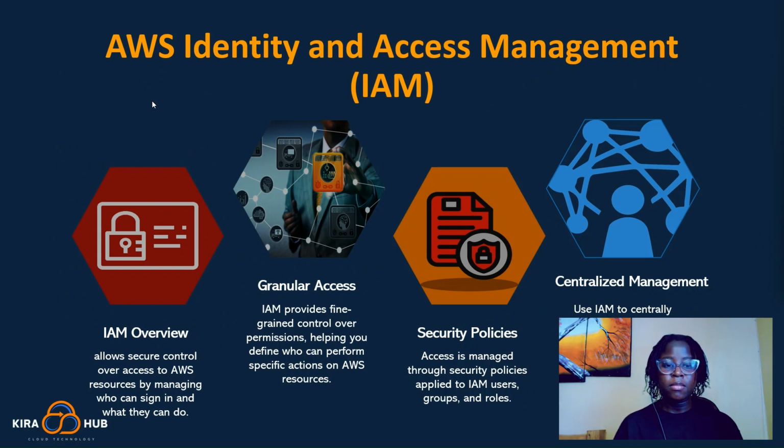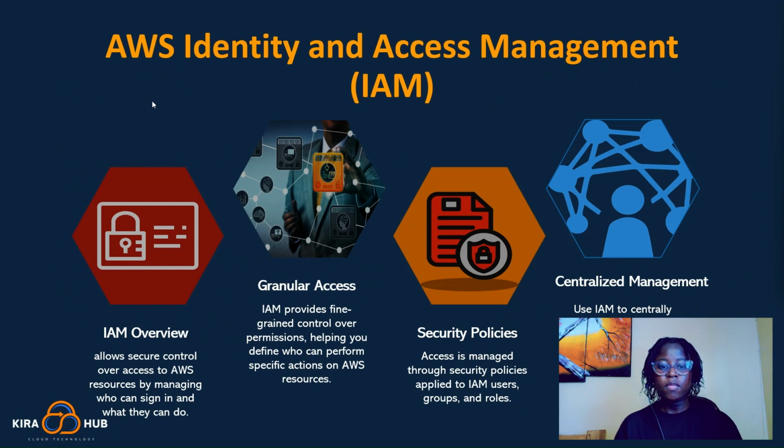IAM is a service that enables us to securely control access to our AWS resources. We want to control who is authenticated, which is the first step, signing in, and authorized, meaning has permissions, or what they can do in their AWS account. So identity first, where you authenticate someone, and access, where they are authorized or have permissions to use specific resources.